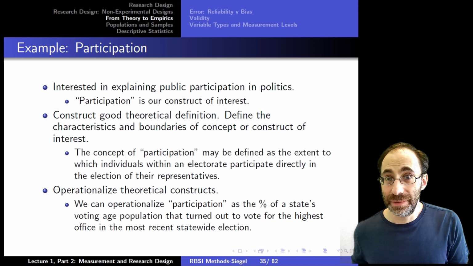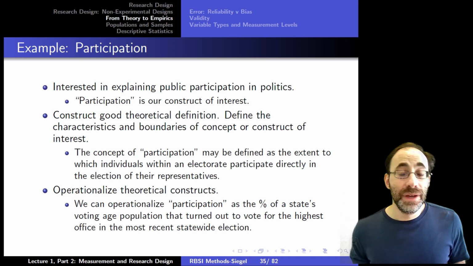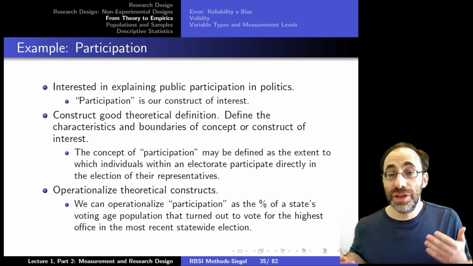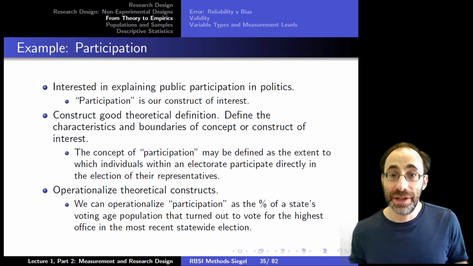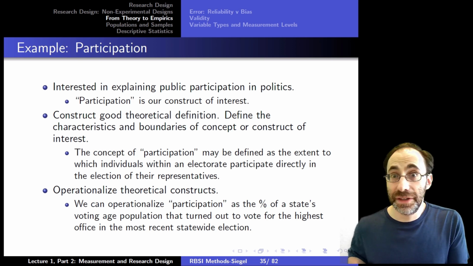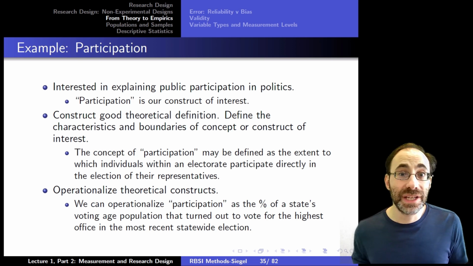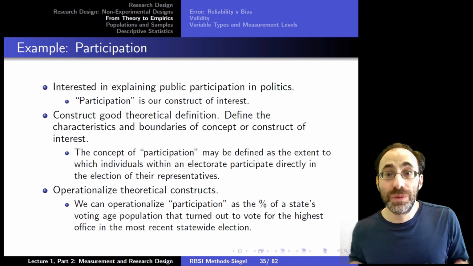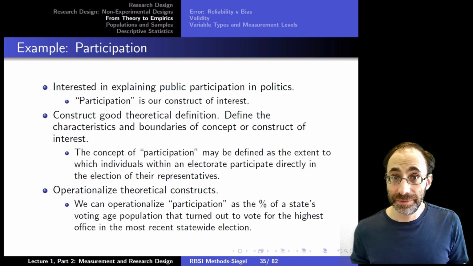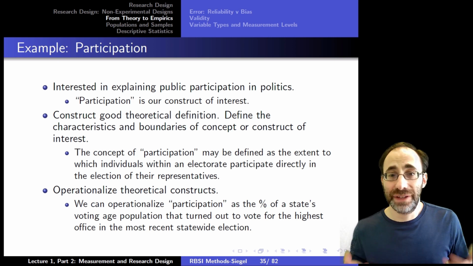I'll conclude with the last example. Participation. Let's say you're interested in explaining public participation in politics, right? Participation here is your construct of interest. So the first step is to construct a good theoretical definition. Right? You want to define the characteristics and boundaries of the concept or construct. Right? So the concept of participation here may be defined as the extent to which individuals in some electorate participate directly in the election of the representatives. Right? That's our concept. That's not the only concept in the slightest.